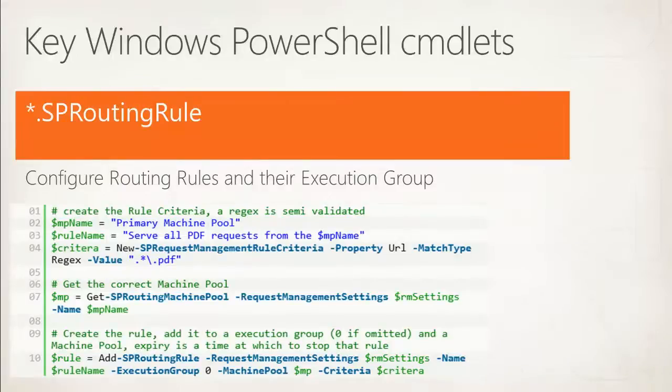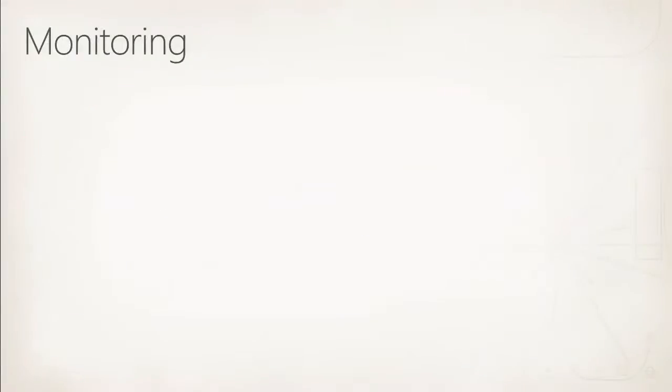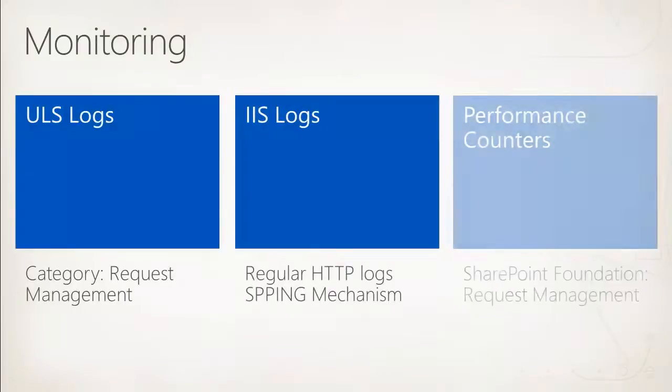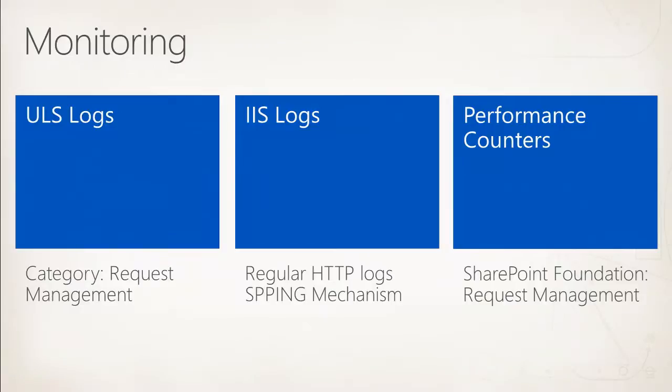Once we've set this up, we need to be able to monitor it. For anything other than a really basic deployment, like the one I'll show in the demo, we need to be on top of these rules and be confident that everything is operating as we want it to. There's a number of ways we can monitor the system. Naturally, we have ULS logs that give us a large amount of detail, and we can ratchet up the verbosity of the information presented. There's a category we can use for filtering, and that's, unsurprisingly, request management.